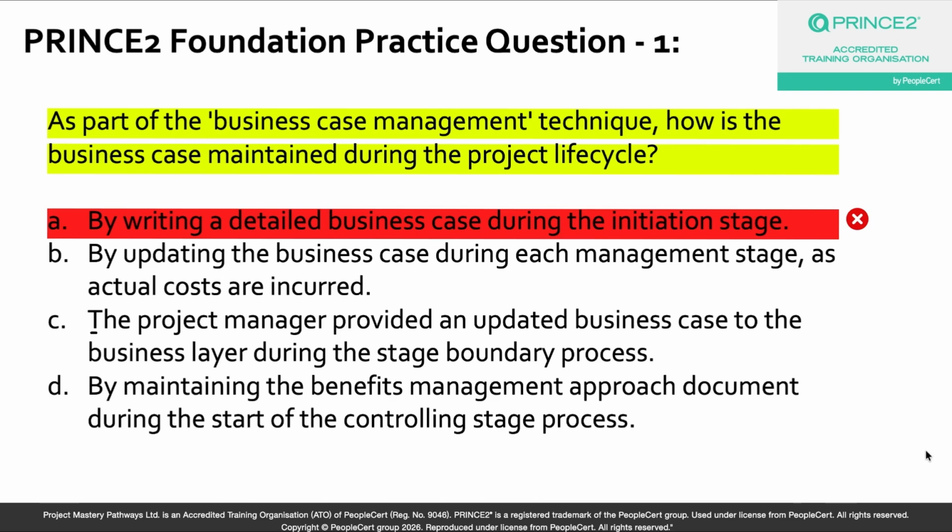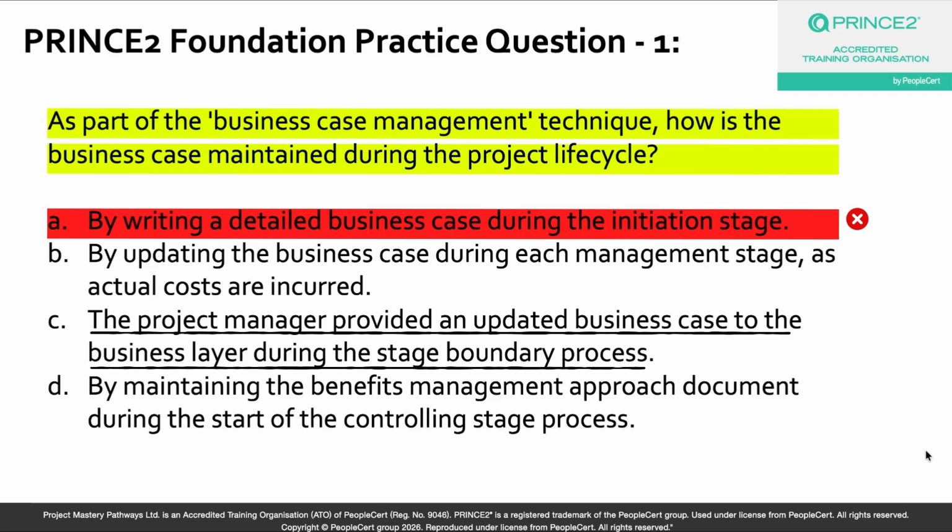Let's look at option C. The project manager provided an updated business case to the business layer during the stage boundary process. Now, this one sounds plausible on the surface. However, there is a bit of truth that is buried here, right? Because the project manager does update the business case and the stage boundaries are important checkpoints. So we are not debating on that.